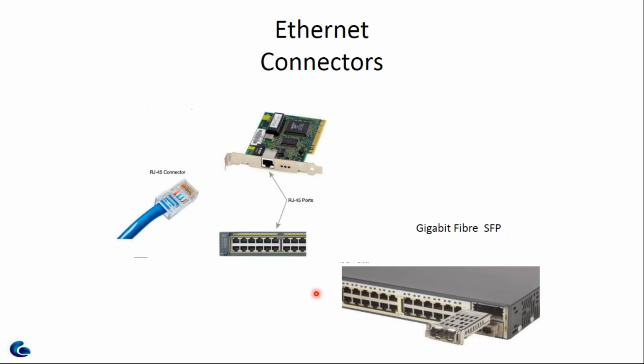So let's look at some of them physically. What you are seeing here is a connector. I mean, pretty simple. What you have on this NIC card is the ports. This is a switch here, you have ports. When it comes to the gigabit fiber, small form-factor pluggable, this is an optical port. Especially this is used for an uplink.